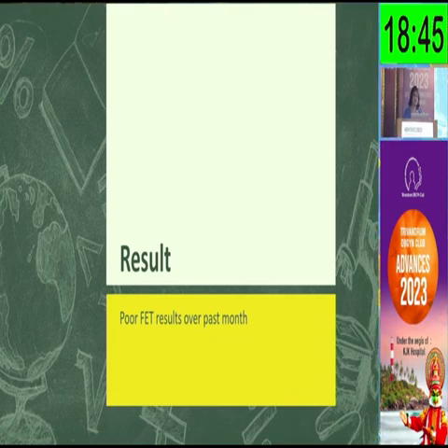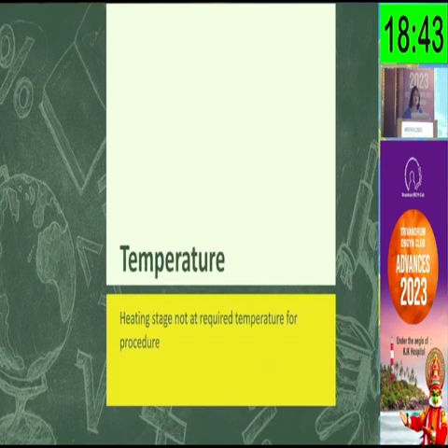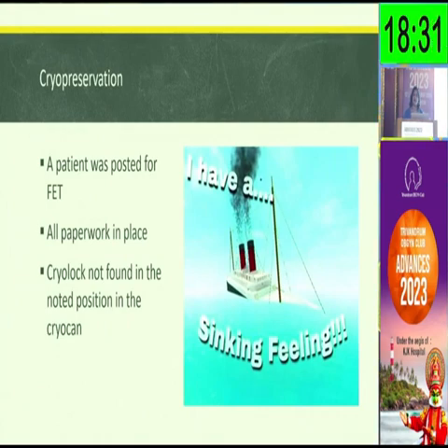There are various instances. It can be as big as that, or when the embryologist feels that the temperature on my stage is not working fine. I'm having a lot of fragmentation. Is there something to do with this temperature? Or it could be that you're not able to find your cryolock. You have the patient there, Jai Krishnan sir has already posted for FET, and the cryolock is not to be found on that particular day. I'm sure that is one of the most sinking feelings we ever have in the IVF lab.